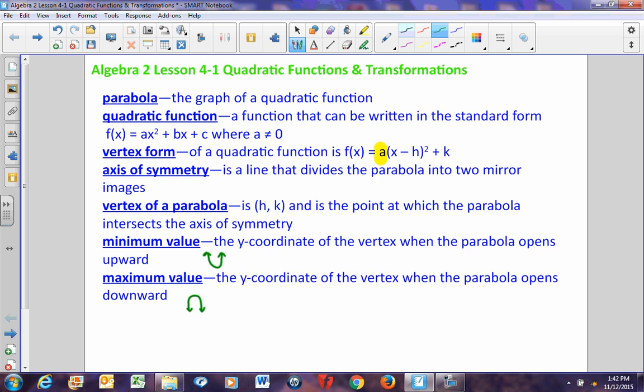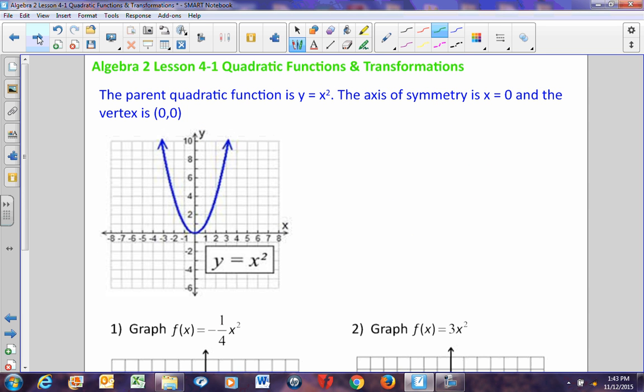Now we're going to talk about a few things about parabolas. The parent function of a parabola is y equals x squared. If I was to make a little table of values for this, I'll just make several numbers: -3, -2, -1, 0, 1, 2, 3, just so that you can see this. -3 squared is 9, -2 squared is 4, -1 squared is 1, 0 squared is 0, 1 squared is 1, 2 squared is 4, 3 squared is 9. So these would be the normal points.